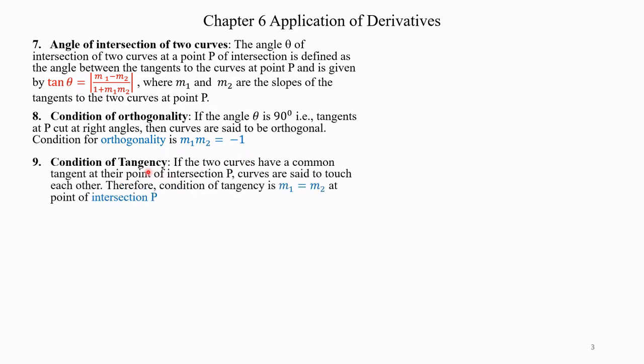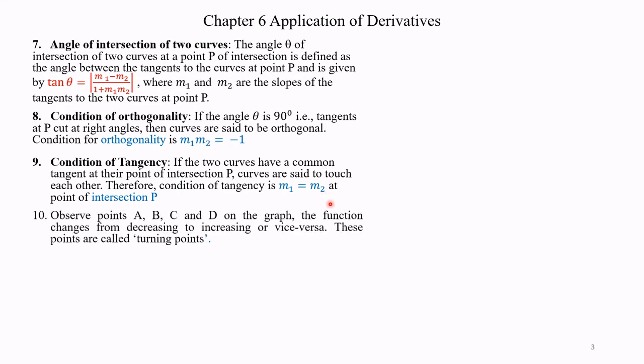Now, the condition of tangency. If two curves have a common tangent at their point of intersection P, the curves are said to be touching each other. Therefore, the condition of tangency is m1 is equal to m2. That is, the slope of curve 1 is equal to the slope of curve 2 at the point of intersection P.